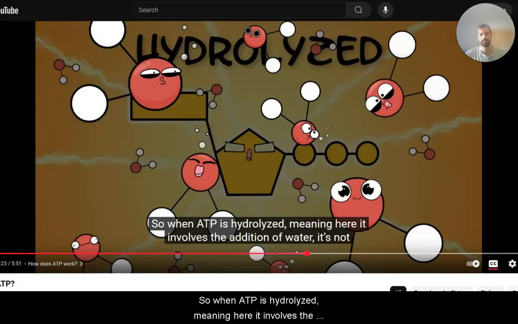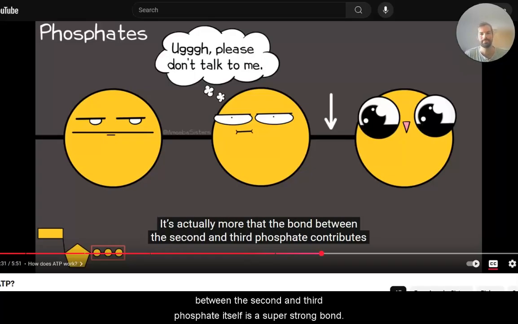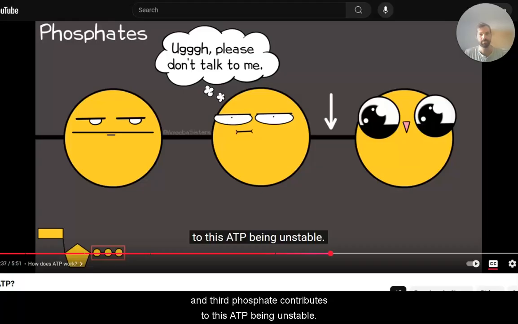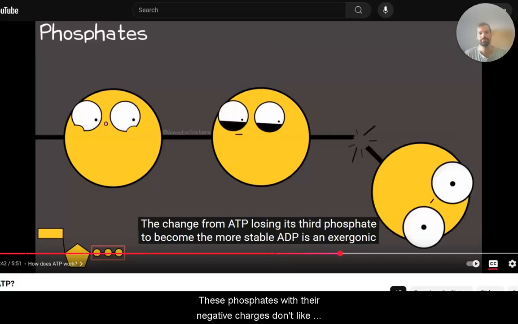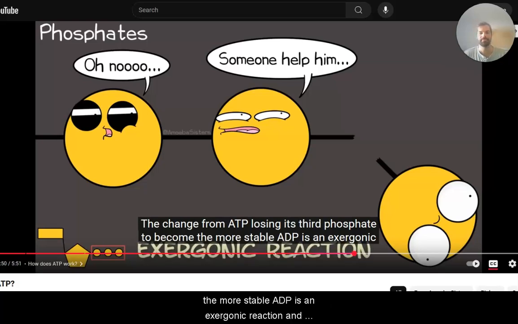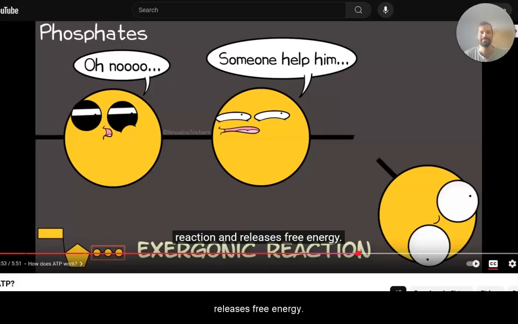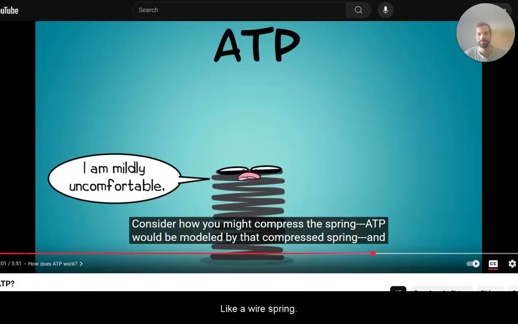So when ATP is hydrolyzed, meaning here it involves the addition of water, it's not really that the bond between the second and third phosphate itself is a super strong bond. It's actually more that the bond between the second and third phosphate contributes to this ATP being unstable. These phosphates with their negative charges don't like being arranged like this. The change from ATP losing its third phosphate to become the more stable ADP is an exergonic reaction and releases free energy.